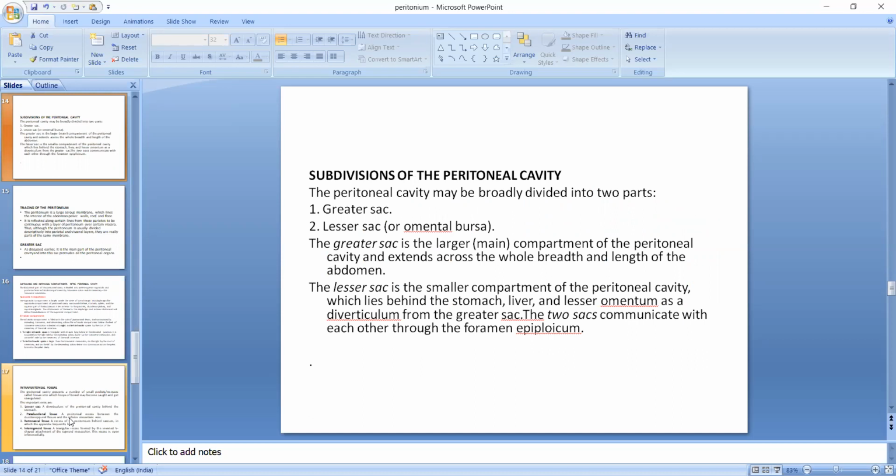The peritoneal cavity is divided into two parts: greater sac and lesser sac. Greater sac is the larger compartment of the peritoneal cavity and extends across the whole breadth and length of the abdomen. Lesser sac is the smaller compartment of the peritoneal cavity, which lies behind the stomach, liver, and lesser omentum as a diverticulum from the greater sac. The two sacs communicate with each other through the foramen epiploicum.